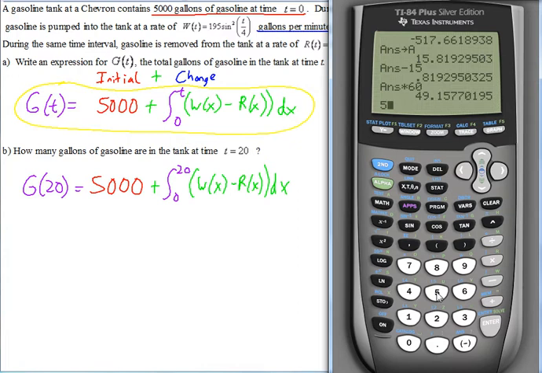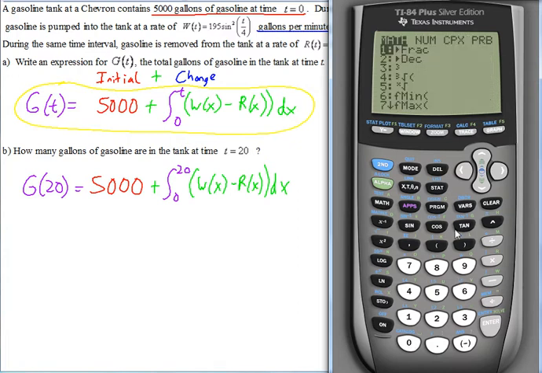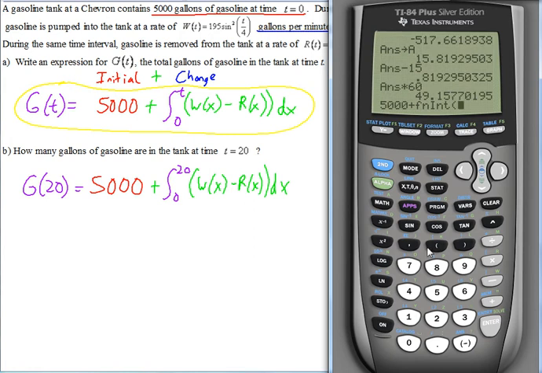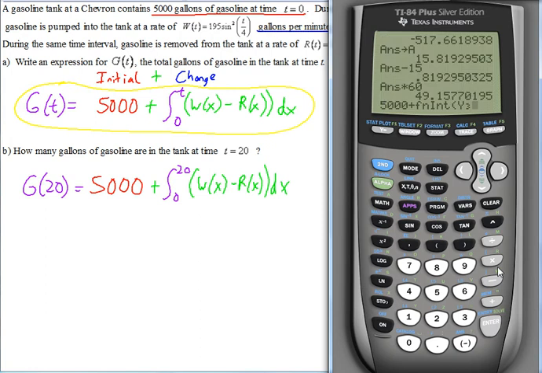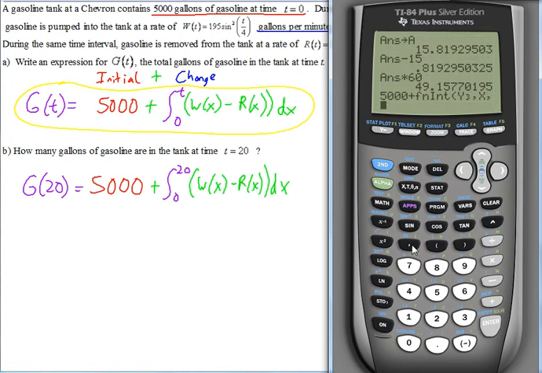So it'd be 5,000 plus integral of w of x minus r of x, which we already put as y3. So we can do that instead of y1 minus y2, and then comma, variables x, lower limit 0, upper limit 20.